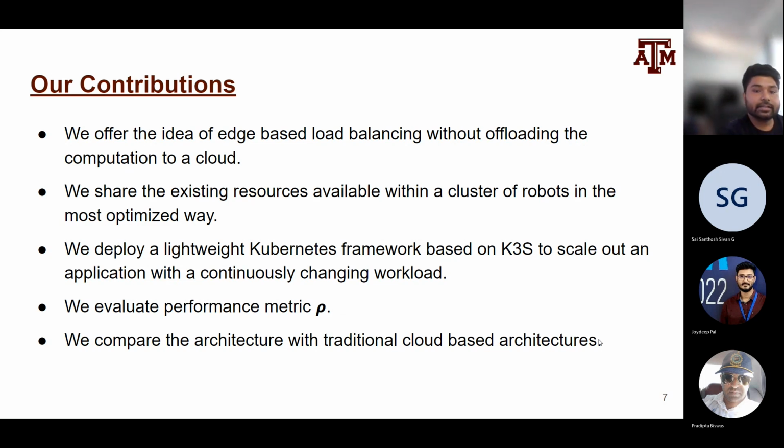So we used the existing resources available within the cluster bots in the most optimized way. We came up with one performance metric, which we'll talk about later. We denoted this as rho, and then we'll compare our performance with the existing cloud architectures. And in this case, we have used a lightweight Kubernetes. I'm sure you guys know about Kubernetes.